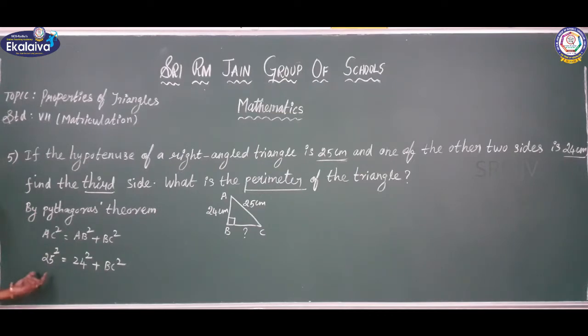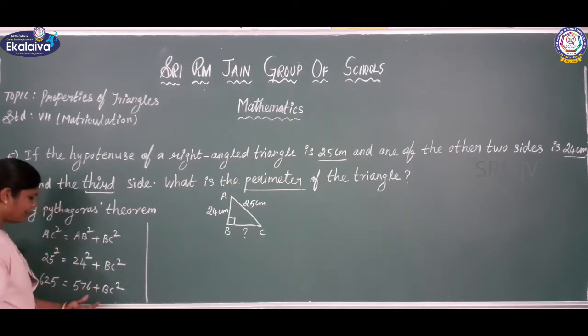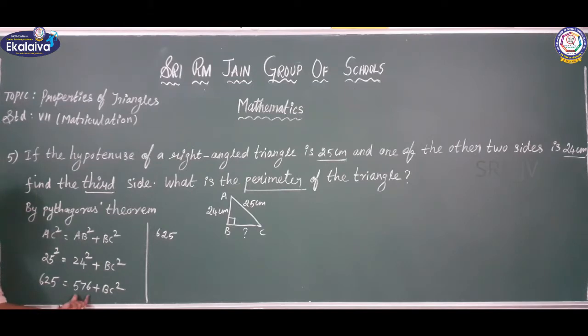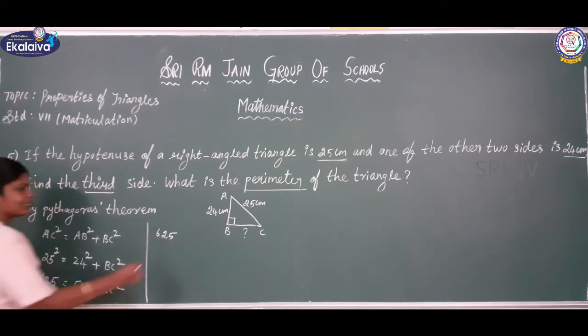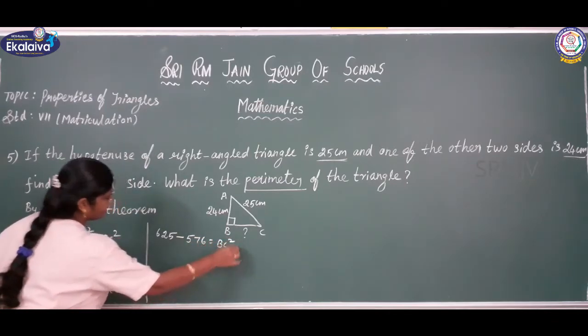Okay, children. Now square this number. You know very well. 25 square is 625 equal to 24 square. 24 square is 576 plus BC square. Okay. So we are going to find the side BC. That alone you keep it there. So 625, the plus 576 will change to minus. So 625 minus 576 equal to BC square.